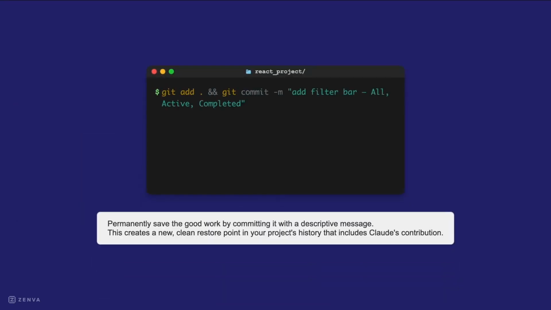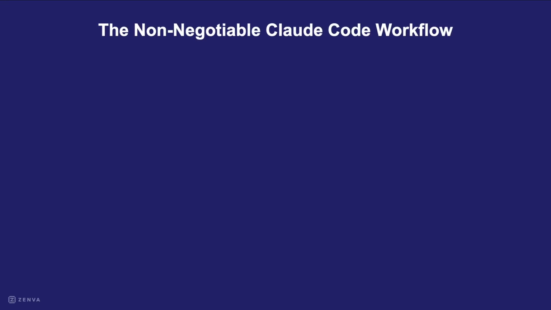Once the good work is staged and you save it by making a new commit with a clear message, this finishes Claude's work, making a new restore point in your project's history that includes all the accepted changes. Now that you know how to decide after reviewing your diff, you're ready to use this process every time. This is the Claude Code workflow, which you'll use for every session.